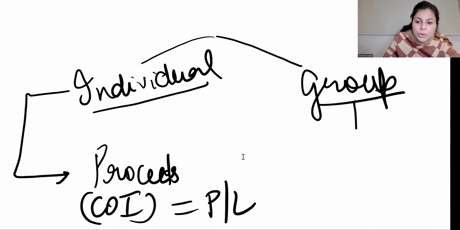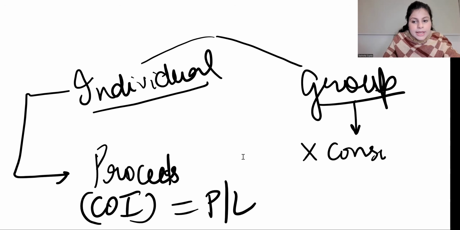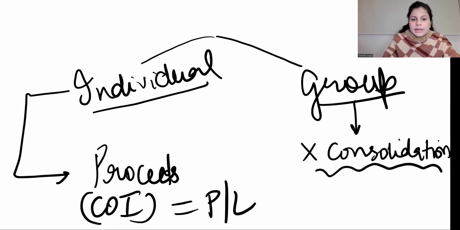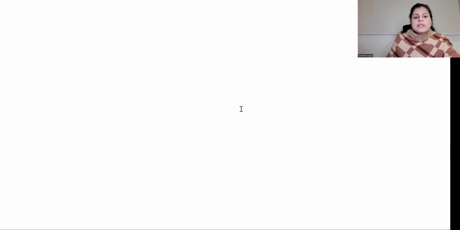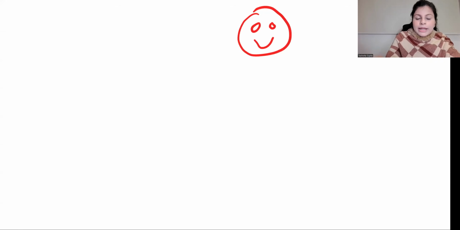But when I talk about group accounts, when you dispose a subsidiary, you should stop the consolidation. So I need to calculate the total profit or loss which has happened to the group because of the disposal of subsidiary. Now it's a very interesting formula that I'm going to teach you. This is known as the happy sad formula. You will tell me at the net, will you be happy or will you be sad?